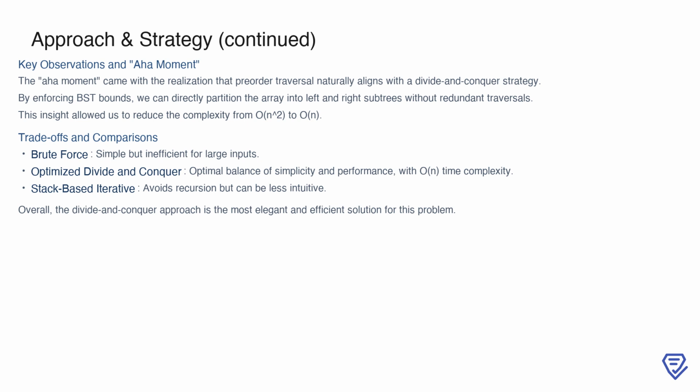When comparing the approaches, the brute force method is easy to grasp but unsuitable for large inputs due to its inefficiency. The stack-based iterative solution is efficient and avoids recursion, but its implementation can be less intuitive. Ultimately, the optimized divide-and-conquer approach strikes the best balance between simplicity and performance. With its O(n) time complexity and clear alignment with the problem's constraints, it provides the most elegant and efficient solution to constructing a binary search tree from preorder traversal.